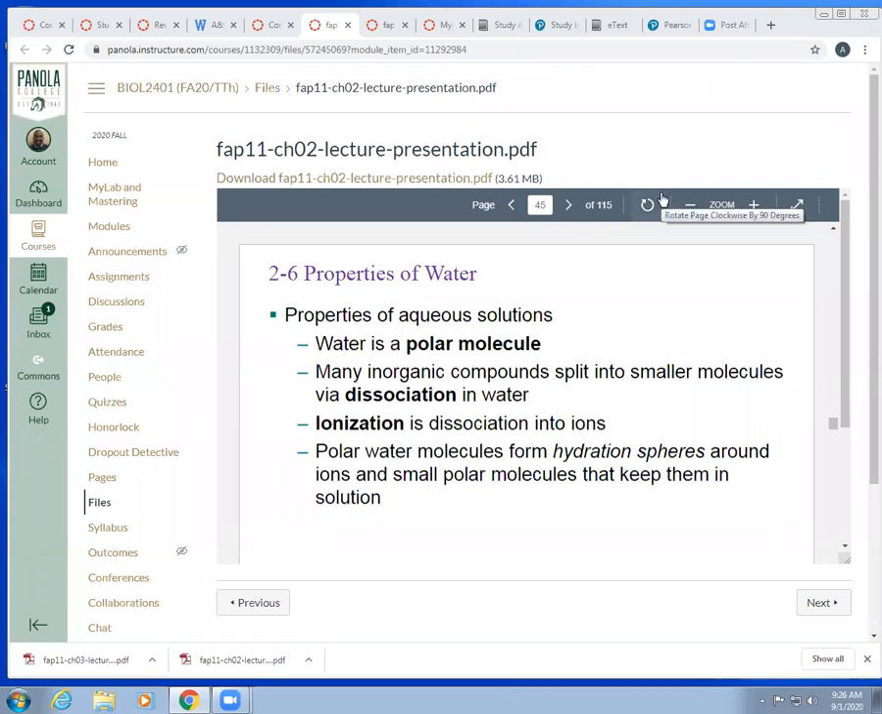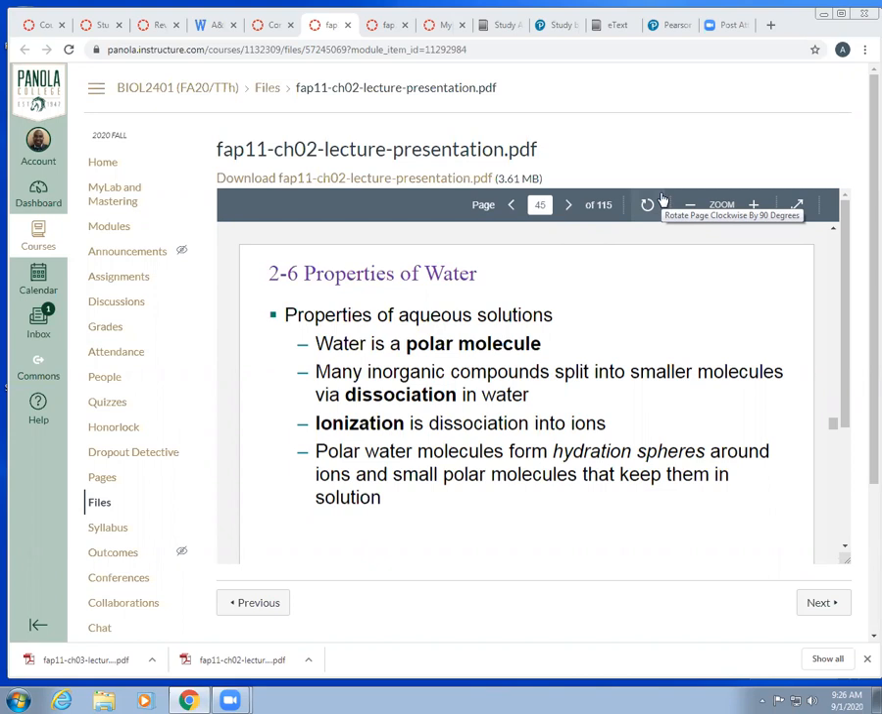Okay, so properties of water again. Water's polar. Remember, it has a positive and a negative end. Hydrogens are more positive, oxygen is more negative. So many of these inorganic compounds can split into smaller molecules once they dissociate in water.